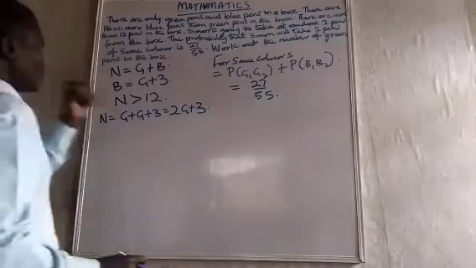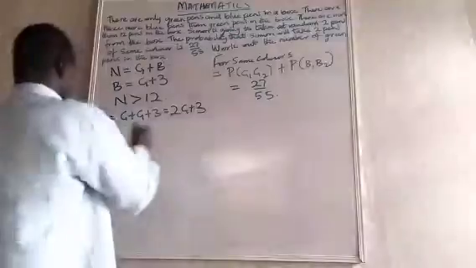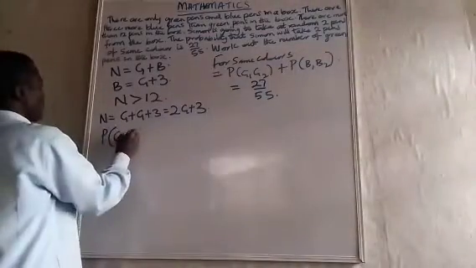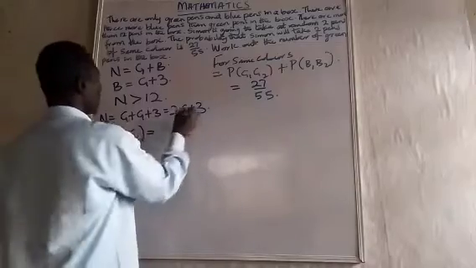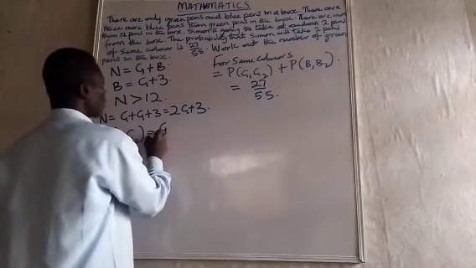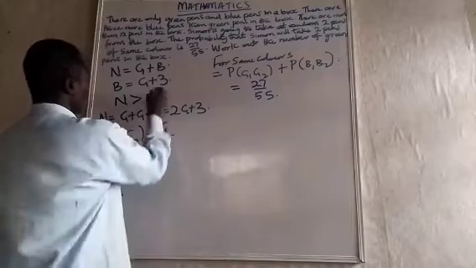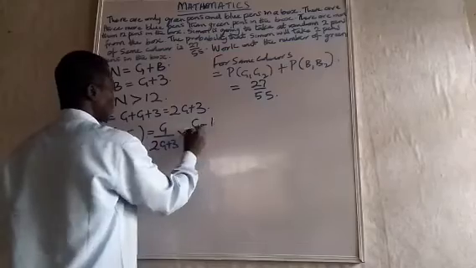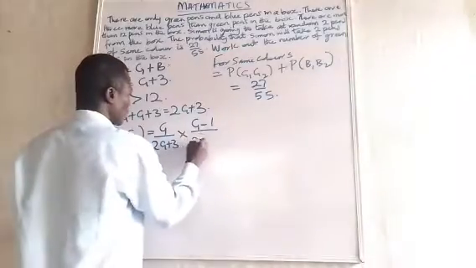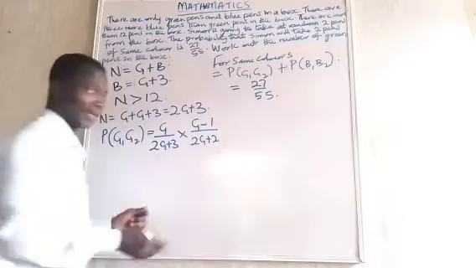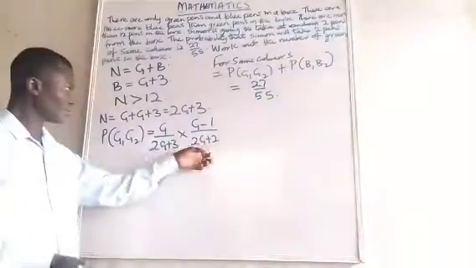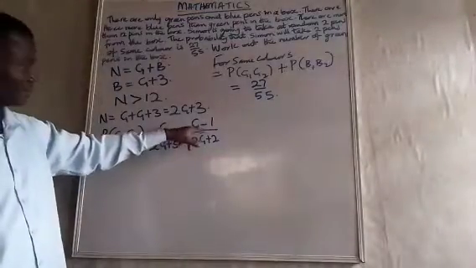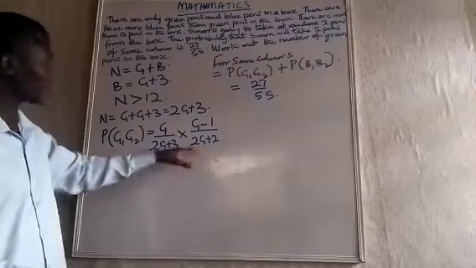Now, let's find PGG. That is the probability that we are going to have green colors only. So P is going to be G over 2G plus 3 multiplied by G minus 1 over 2G plus 2. You know why? When we are picking the second green color, we are going to have this one less by 1, and this one too will be less by 1. That's why we have it like this.